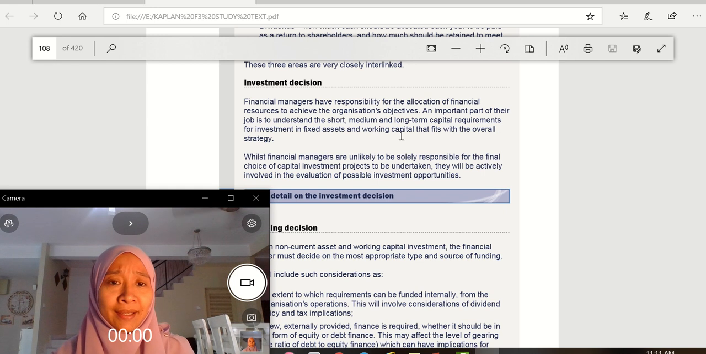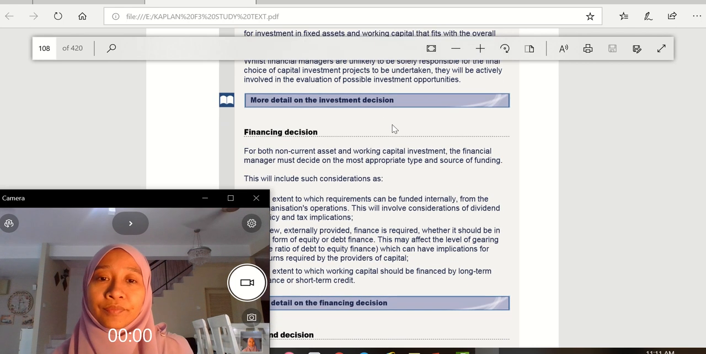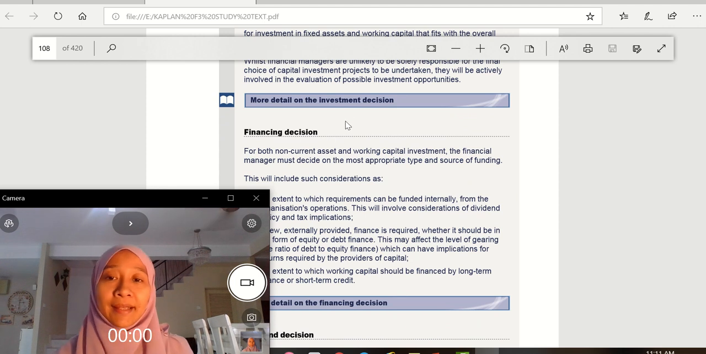If you look here, they say financial managers have responsibility for the allocation of financial resources to achieve organizational objectives. But the important part is that they want to make sure that the investment made can generate profit or return. They need to evaluate. This is not a one-day kind of thing. More details on the investment decision will come later.